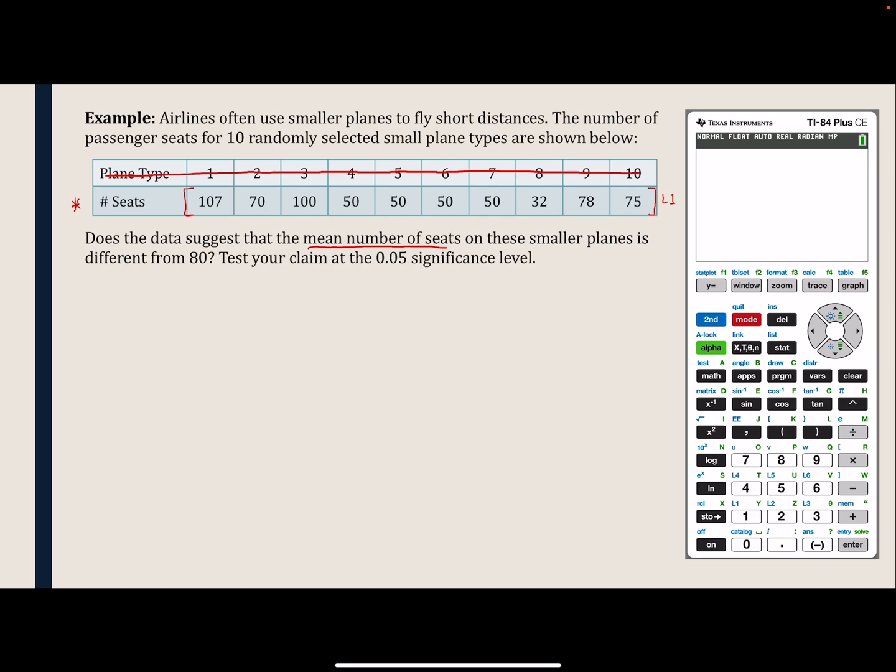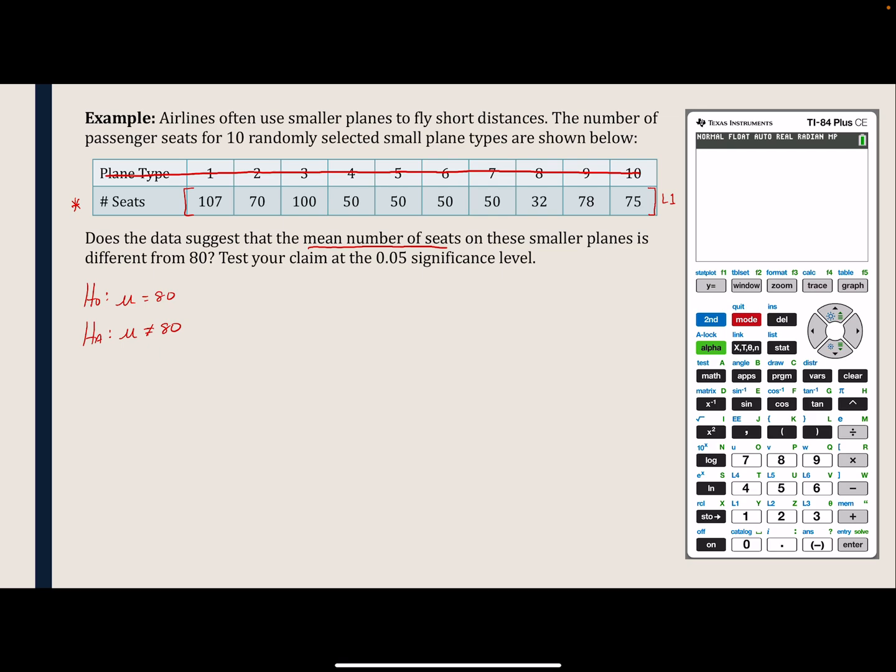So let's start off with our hypotheses. Our null hypothesis is that they're not different from 80, that the mean is still just 80. But the alternative hypothesis, we're simply asking, is it different from 80, either greater than 80 or less than 80, which would imply not equal to 80.